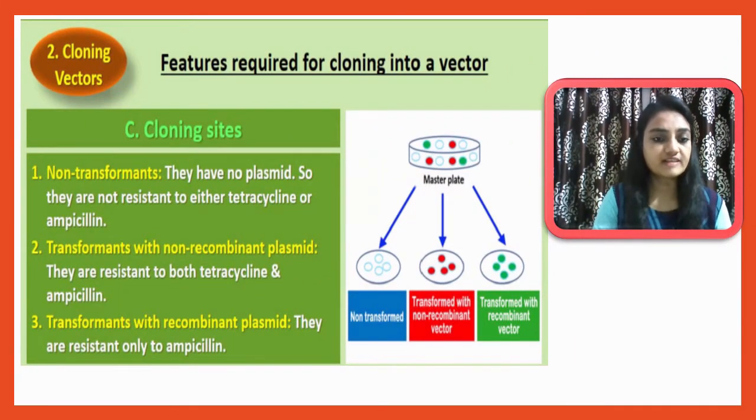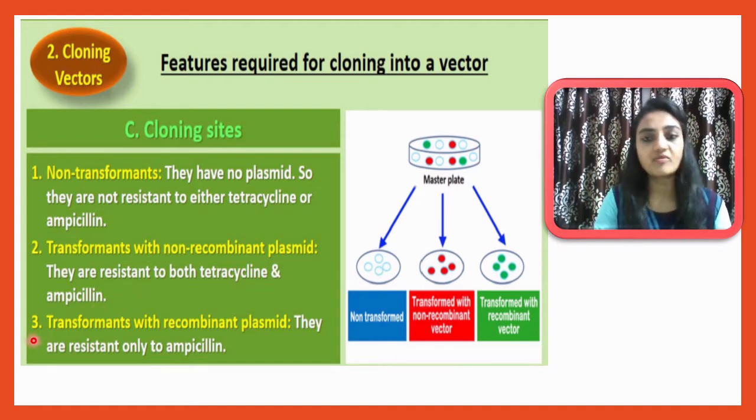So the first type of colony we can observe is the non-transformant colonies. They do not have any plasmid, and that's why they do not show any resistance to either tetracycline or ampicillin. The second type of colony which you'll observe is a transformant with non-recombinant plasmid. They have plasmid but without recombination. They are resistant to both because the plasmid is not a recombinant plasmid, and that's why they will show both tetracycline resistance as well as ampicillin resistance.